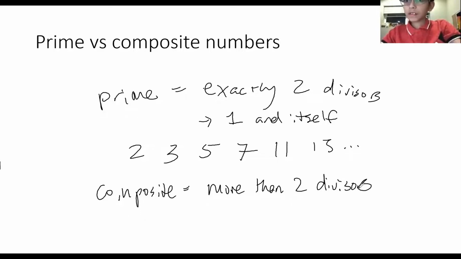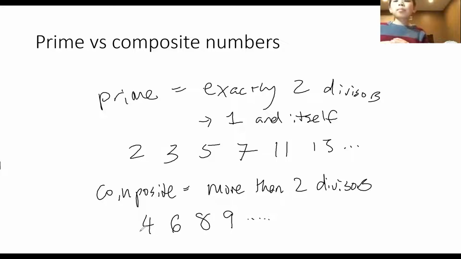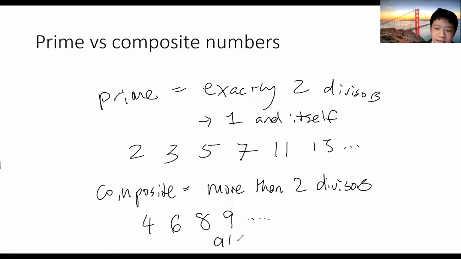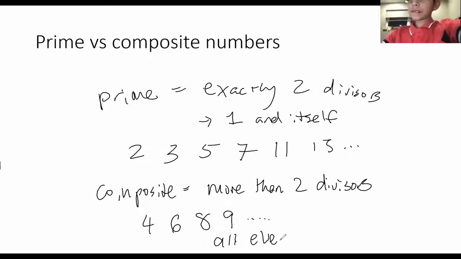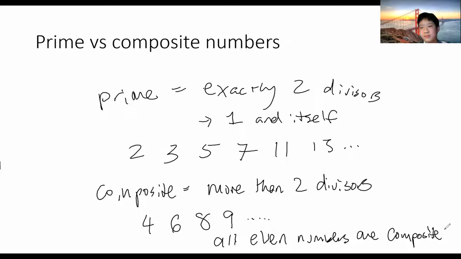All right? So these are numbers like 4, 6, 8, 9, right? Something important to note about composite numbers is that all even numbers other than 2 have to be composite, because they have more than two factors. Except for 2. Why is this true?